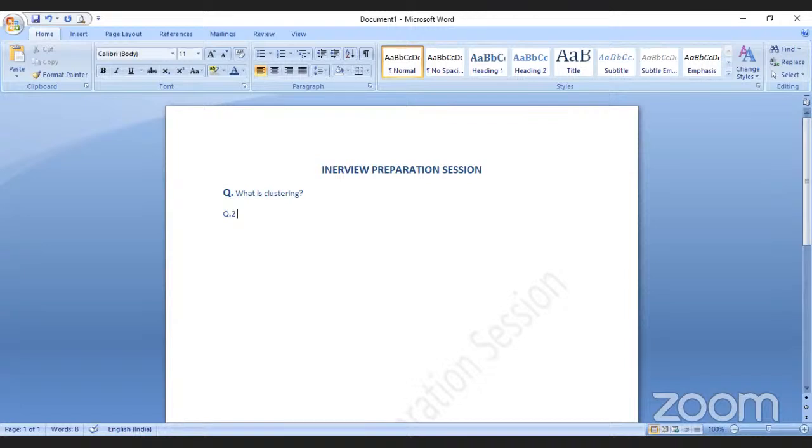How many types of clustering do we have? There are many kinds of clustering in machine learning algorithms, but mostly we deal with hierarchical clustering or k-means clustering. So what is hierarchical clustering?